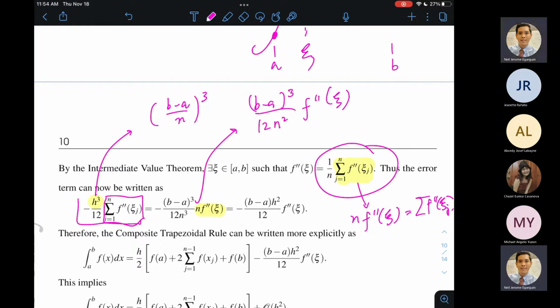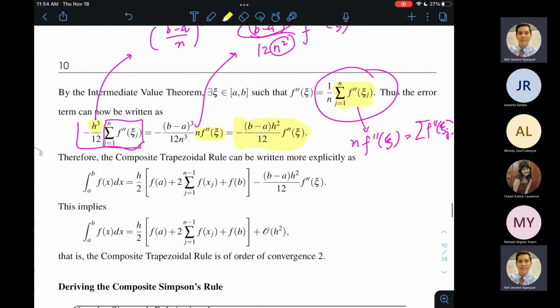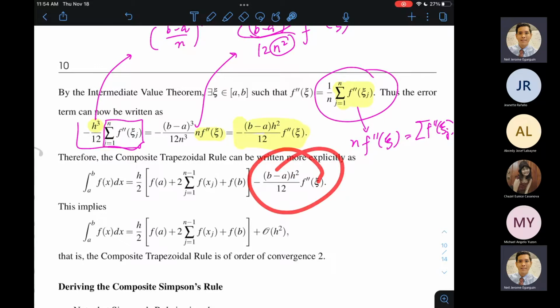Okay? Pero now I can take the n squared at isa dun sa mga b minus a to be my h. Right? So kaya nagkaroon ng h squared, tas may natira na b minus a over 12. And of course, your f double prime of c. Okay? And this is a nicer way to express the error. So yung error natin ay ito. B minus a over 12 times h squared f double prime of c.